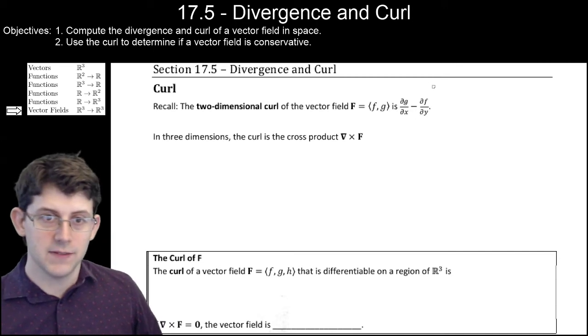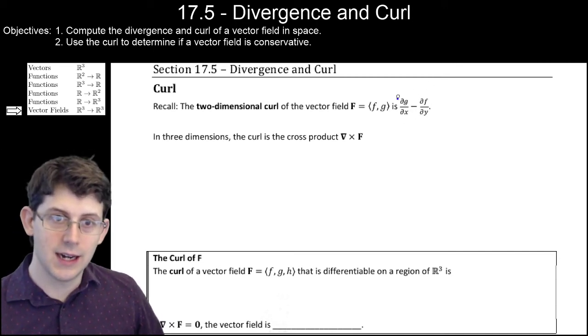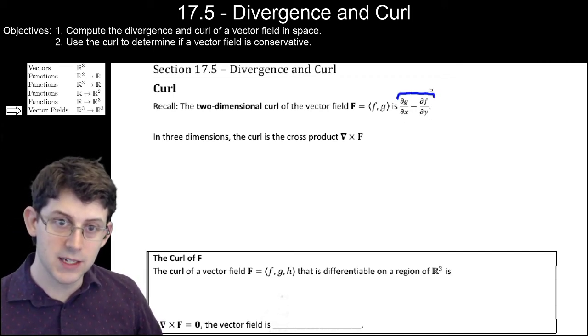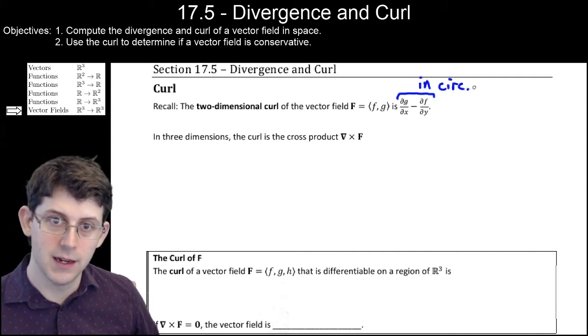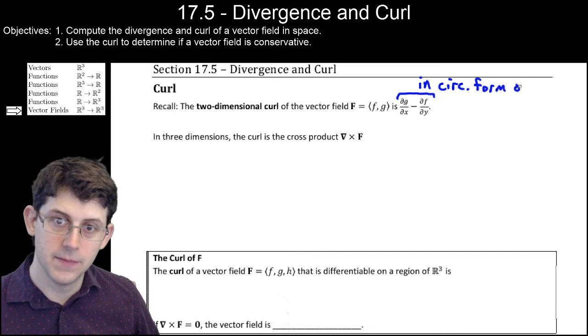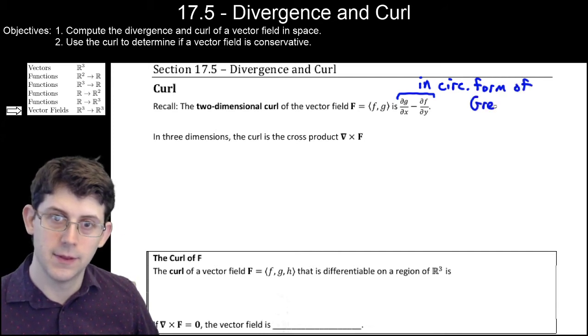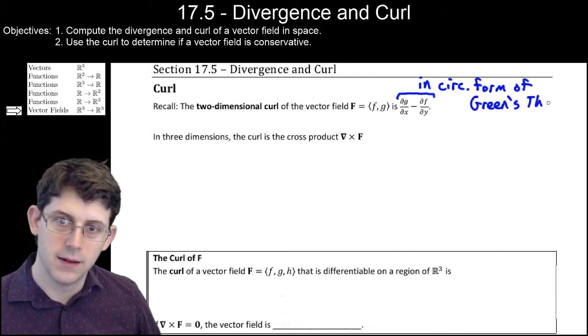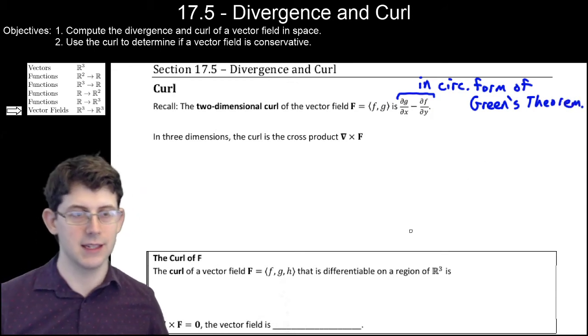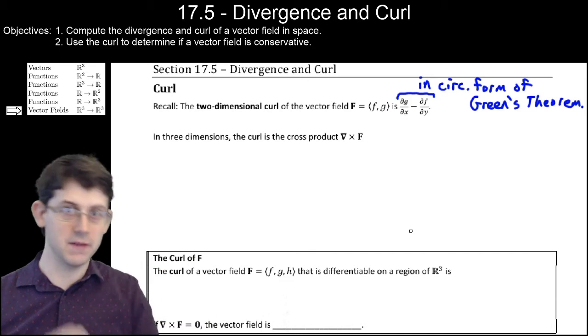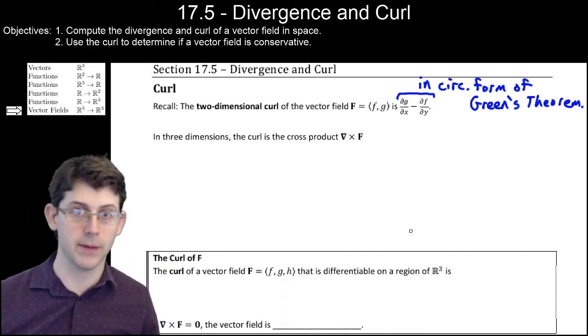So we defined what the curl was. The curl is this weird object that's in 2 dimensions. It's this thing that's in the circulation form of Green's theorem. And it just happened to be the correct thing to use to get the circulation, like the work done by a vector field around a closed loop.